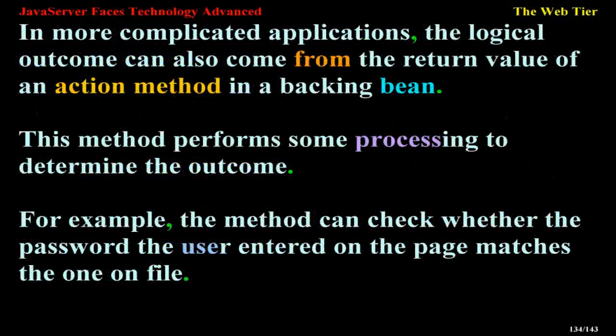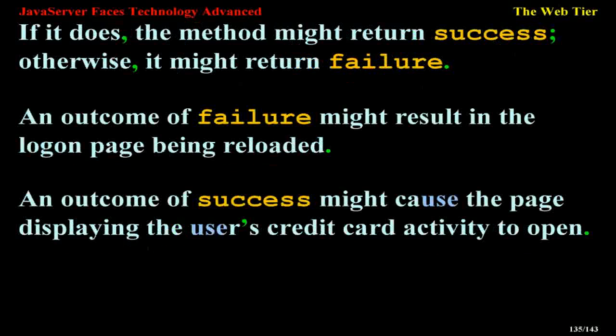In more complicated applications, the logical outcome can also come from the return value of an action method in a backing bean. This method performs some processing to determine the outcome. For example, the method can check whether the password the user entered on the page matches the one on file. If it does, the method might return success. Otherwise, it might return failure. An outcome of failure might result in the logon page being reloaded.